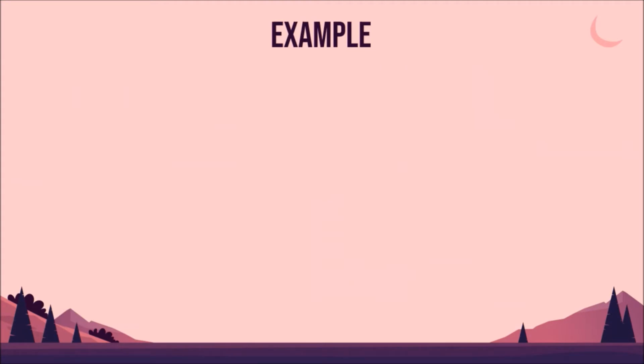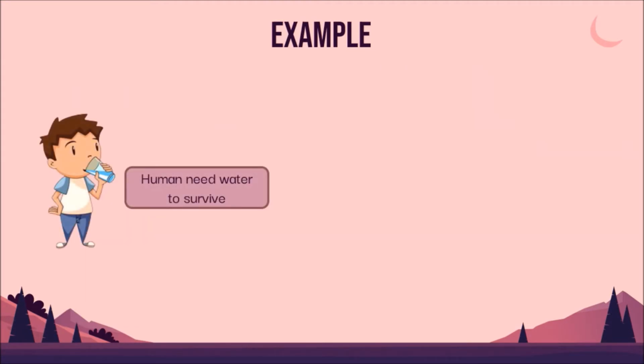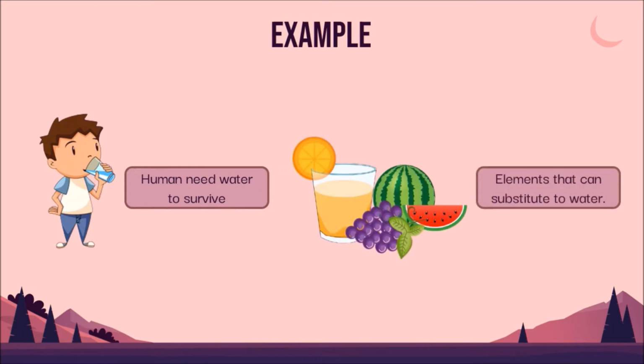As for the example, humans need to drink water in order to survive. However, there is another claim that if there is no water, you can use other elements such as food that can substitute for water for survival.